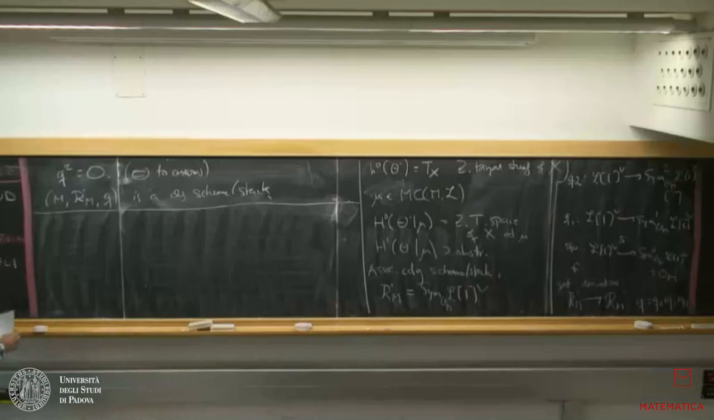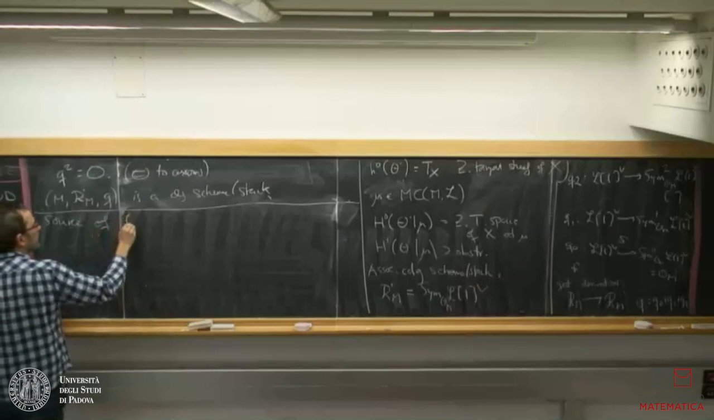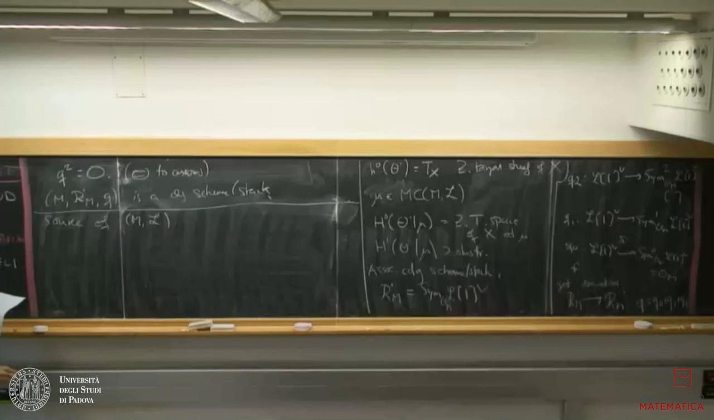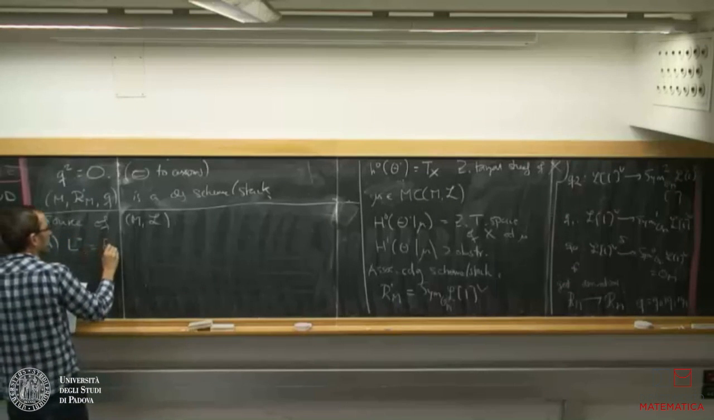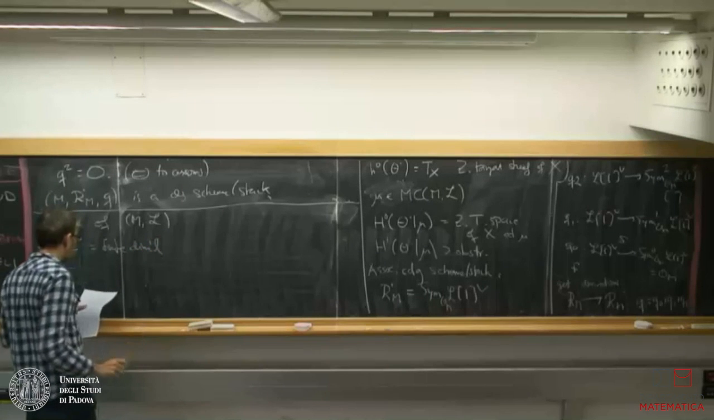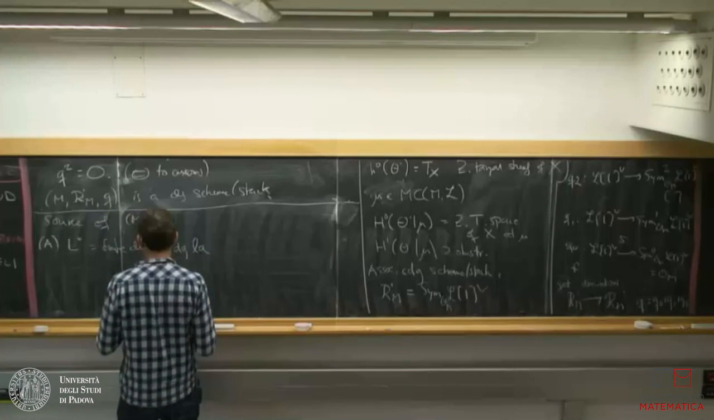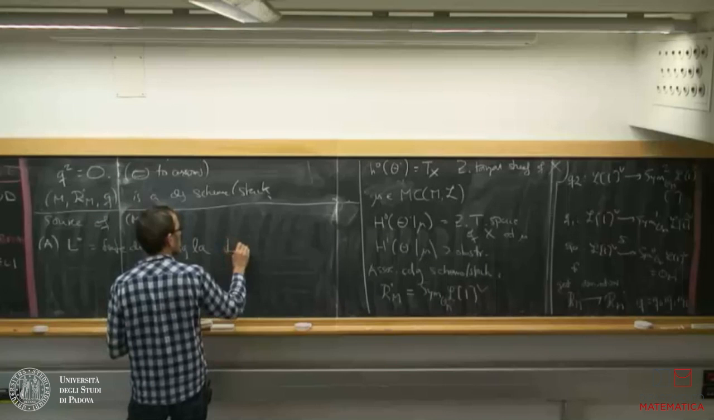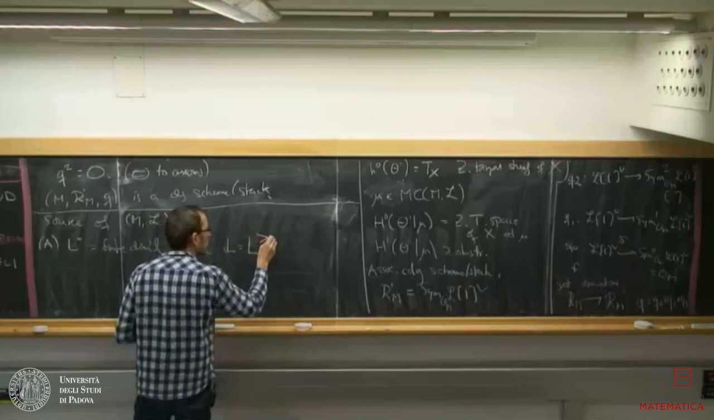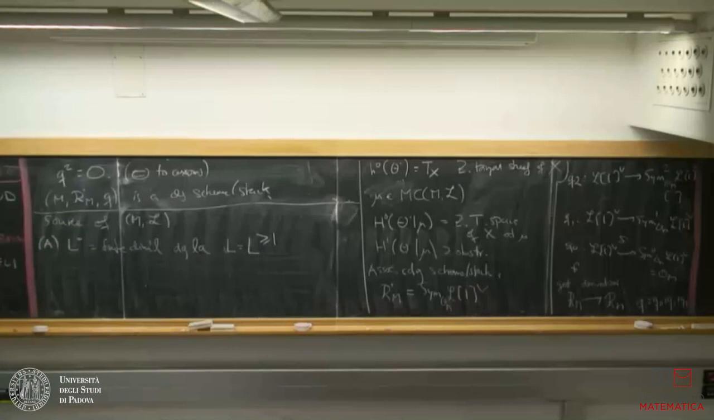Okay, so where do these come from? The main source of such structures is a two-step process. So the first step, A, let's start with L. Different font, this is Roman L. This is a finite dimensional DGLA, differential graded Lie algebra. This one will start in degree 1 and higher. But this is an actual differential graded Lie algebra, no curvature here.